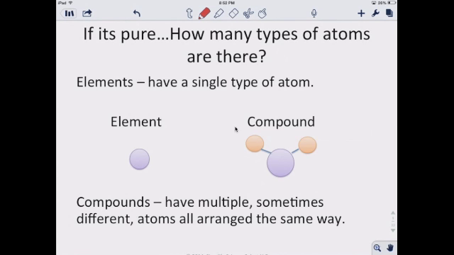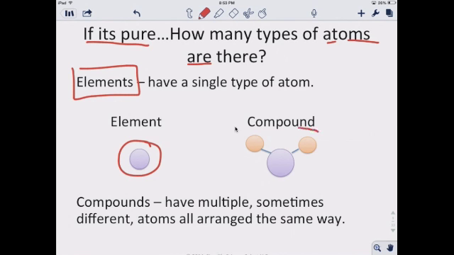So if it's a pure substance, we have to look at how many types of atoms are there. If there's one single type of atom, we know that that's an element. So we can take an example of this. This would represent basically an oxygen atom. So if there's just one oxygen atom, or just a bunch of single oxygen atoms, then we have an element. If there's more than one type of atom there, we have a compound, which has multiple, sometimes different atoms all arranged in the same way.